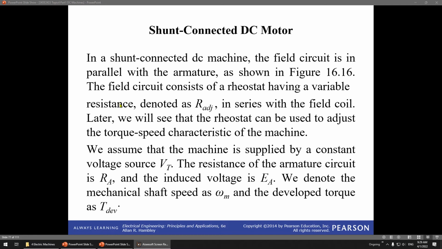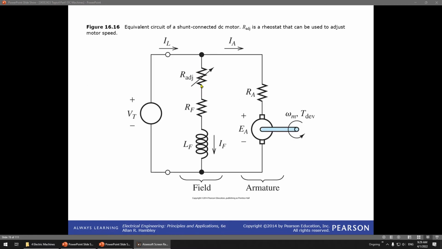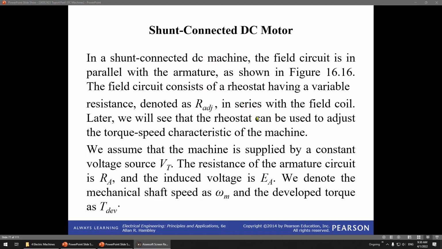So what this means is that you just add an adjustable resistor to adjust the speed. To control the speed, you combine this together: you shunt the field and armature, and at the field you just add the resistance. This is very useful if you want to control the speed. It is used to adjust the torque speed characteristic of a machine.